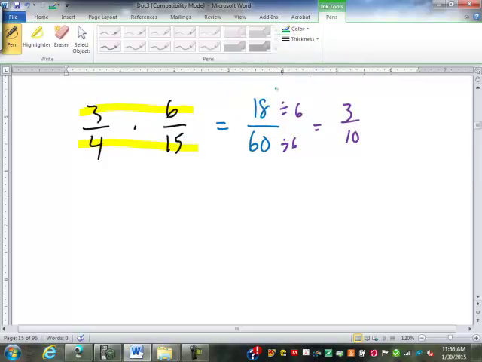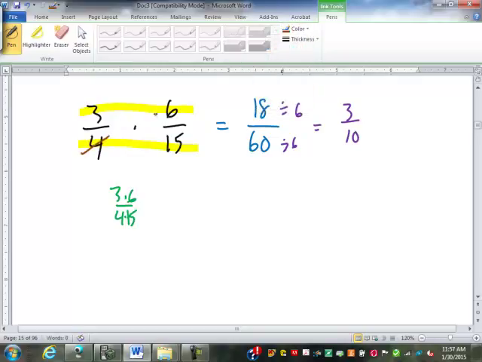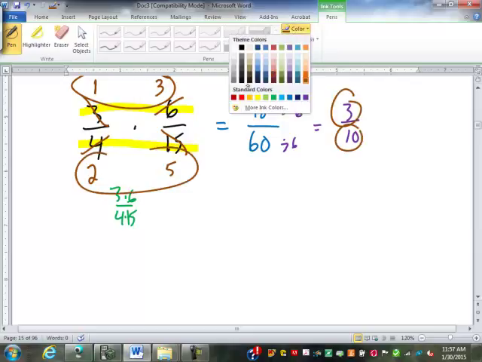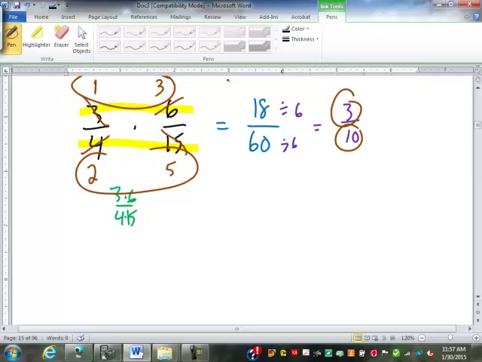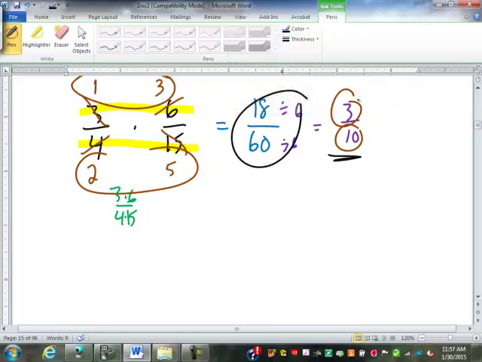Well, some of you might be looking at this asking, why didn't he cross-cancel before he multiplied? Since we know that this is going to be 3 times 6 over 4 times 15, we could reduce before we multiply. For example, 4 and 6 can both be divided by 2 to give me 2 and 3. 3 and 15 can both be divided by 3 to give me 5 and 1. So now when we multiply, 1 times 3 is 3, and 2 times 5 is 10. We reduce our answer before we multiply instead of having to reduce later. In a problem like this, it's about the same difficulty to reduce it before or after.